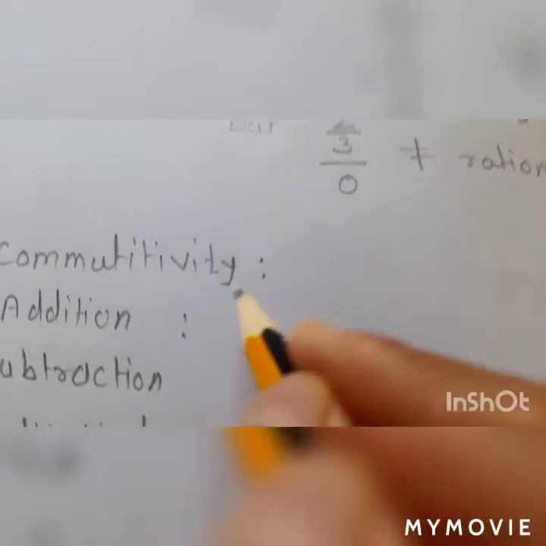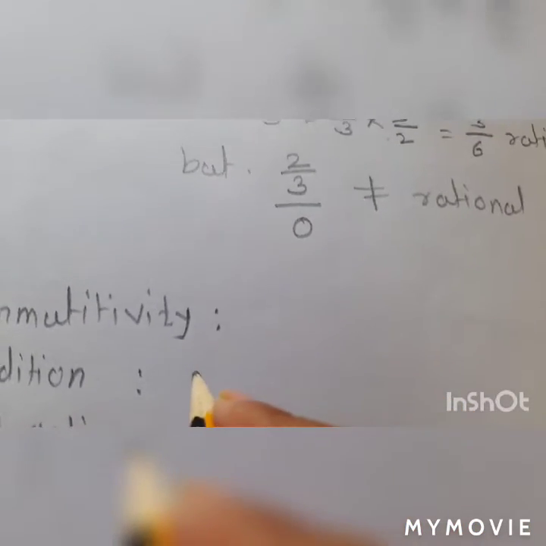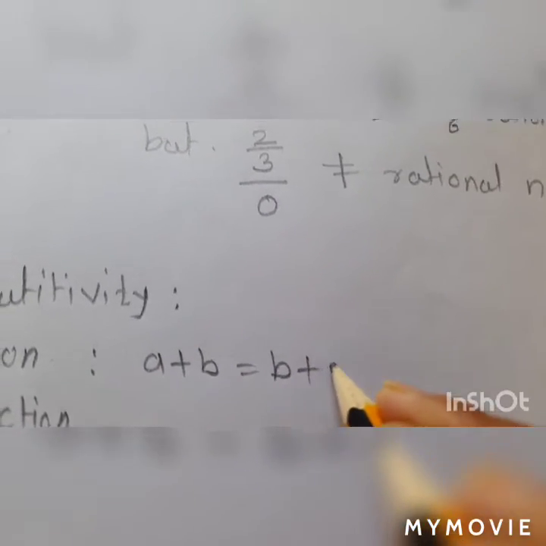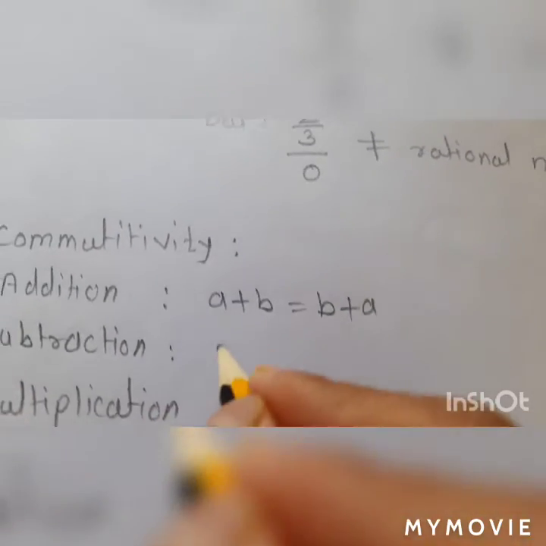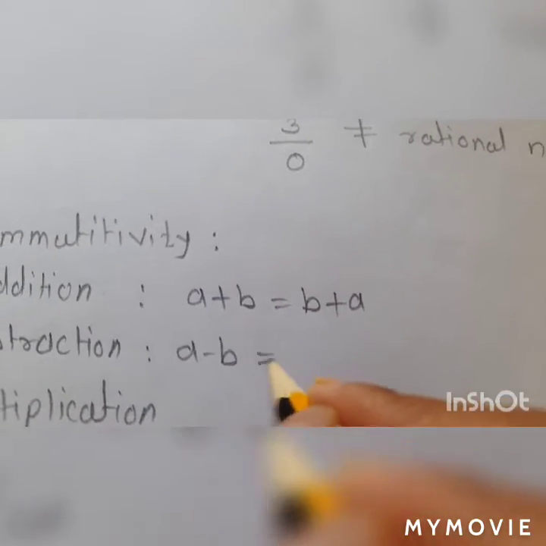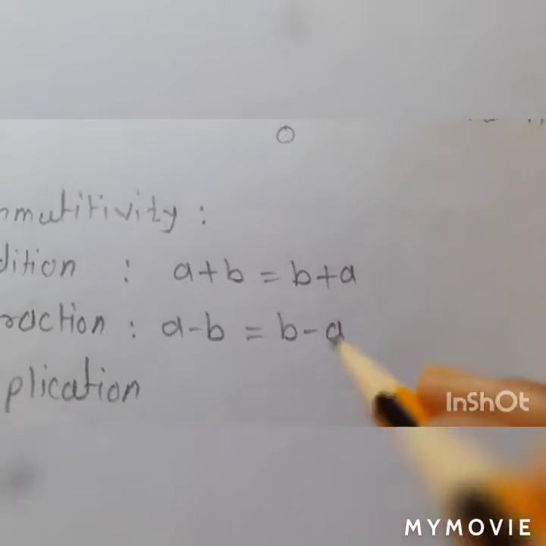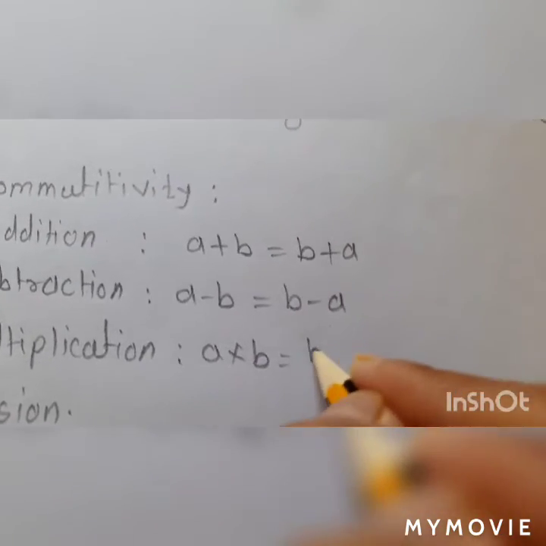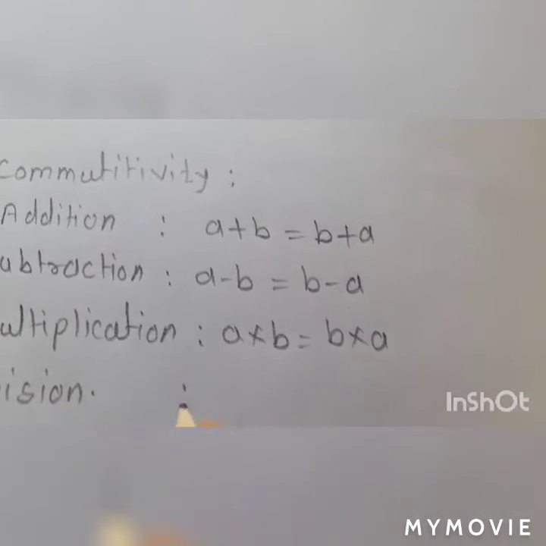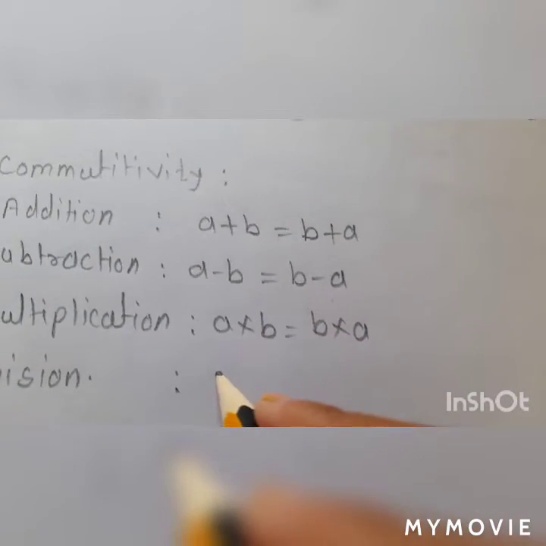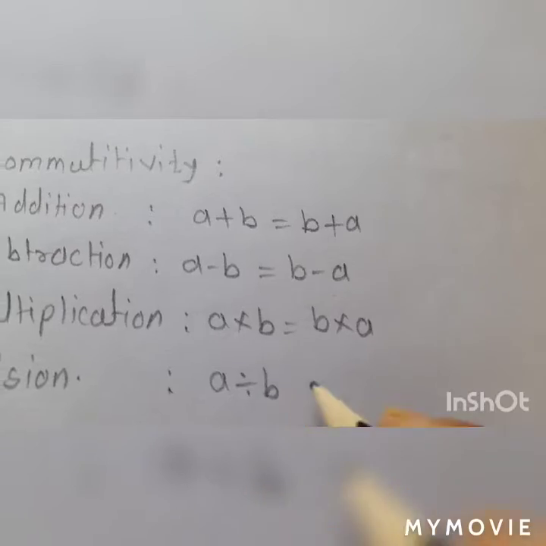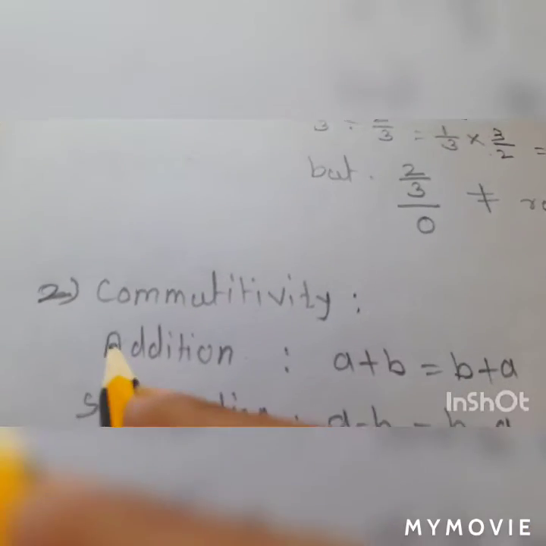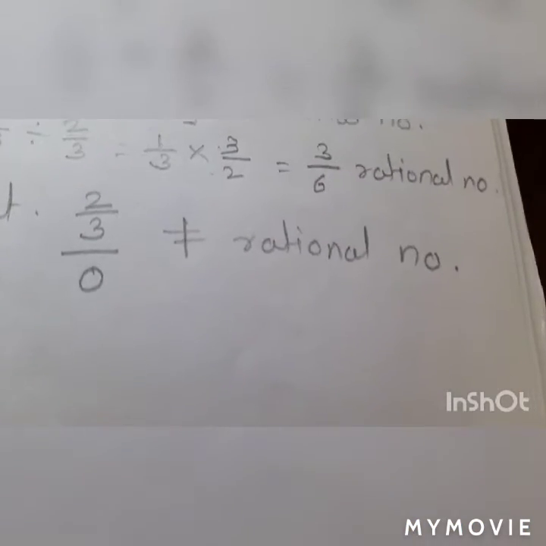First we will check addition. A plus B must be equal to B plus A. For subtraction, A minus B should be equal to B minus A. As well, multiplication and division we will check under commutativity. Let us check by taking examples one by one.